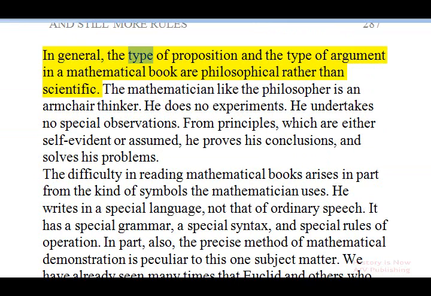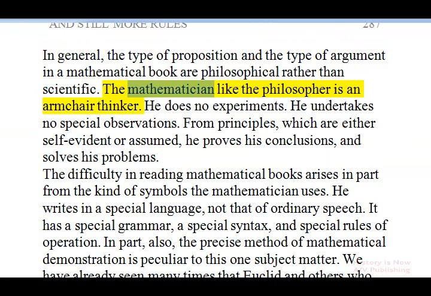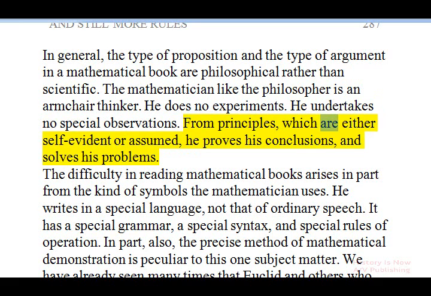In general, the type of proposition and the type of argument in a mathematical book are philosophical rather than scientific. The mathematician, like the philosopher, is an armchair thinker. He does no experiments. He undertakes no special observations. From principles, which are either self-evident or assumed, he proves his conclusions, and solves his problems.